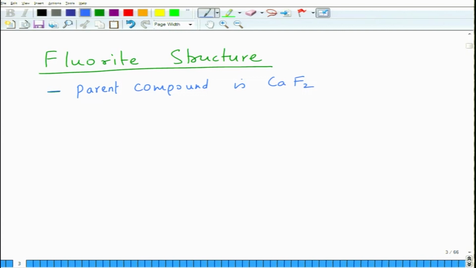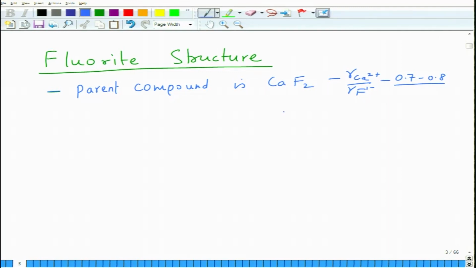Now this is based on your radius ratio. Here the ratio of R Ca to R F is close to, I think, between 0.7 and 0.8 depending upon the radius, but about 0.8, closer to 0.8. Nevertheless, it falls on the boundary of octahedral to cubic coordination. You can check the radii online.